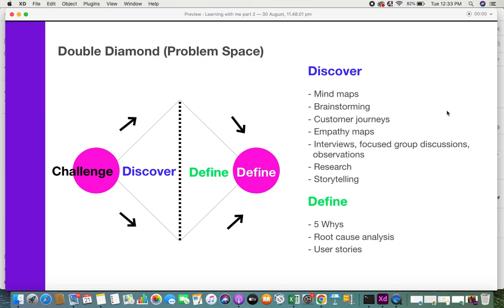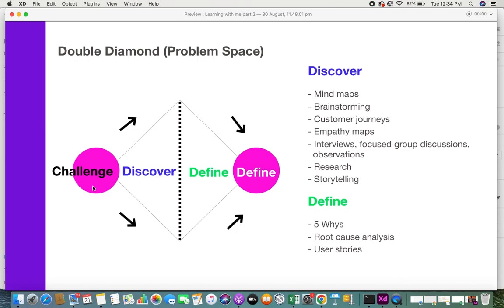So the very first diamond, as I said, is the problem space. Not the solution space, sorry, it's the problem space. So here, you have a challenge at hand. Why do people want to come and sit down and brainstorm? Because there's some challenge they are facing, some problem that exists, and they know it needs to be resolved and addressed. So there is a challenge.